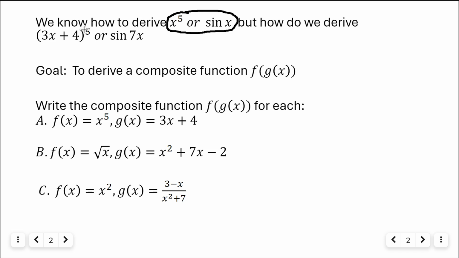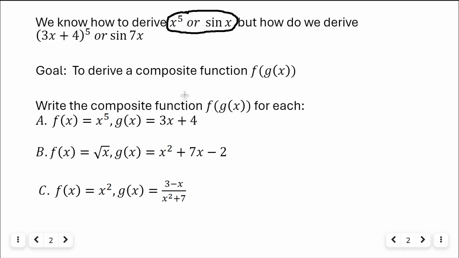Now, nobody wants to multiply out 3x plus 4 five times. You could do that, it's not wrong, but nobody wants to do that. So there has to be a rule for it. This has to be easier than multiplying it out five different times. And it is. So the goal here is to derive a composite function, where one function is stuck inside of another function. So in this case, f of g of x, right? So g is stuck inside of f.